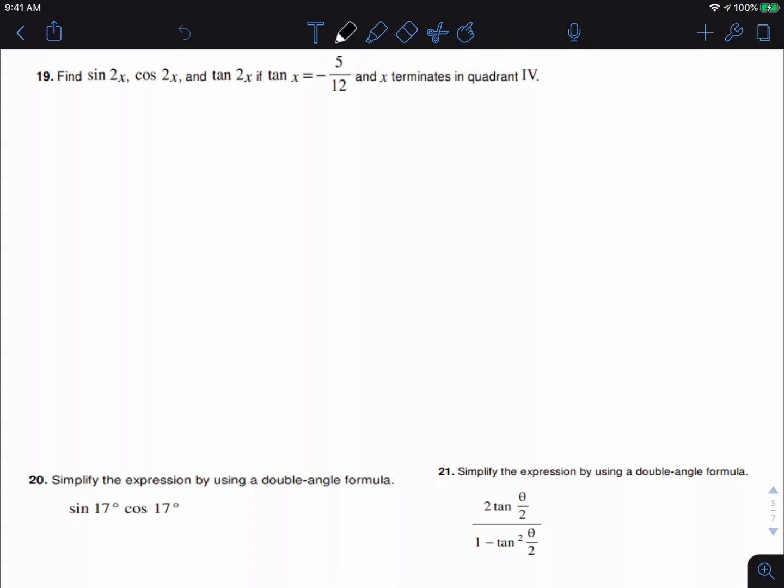So the first thing that we're going to do is work on this problem right here. We're going to try to generate sine of 2x, cosine of 2x, and tangent of 2x. And we're given the information that we have the tangent of -5/12 and that we're in quadrant 4.